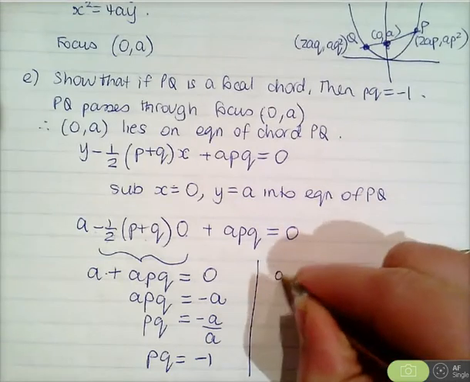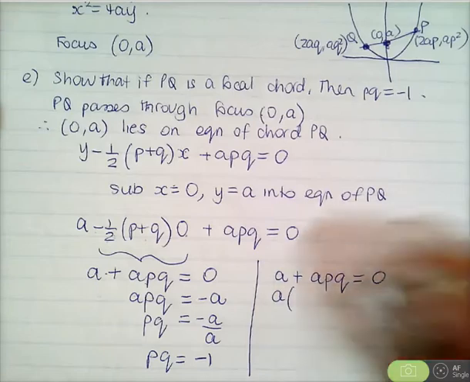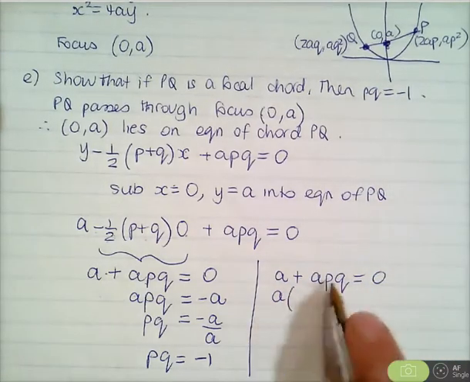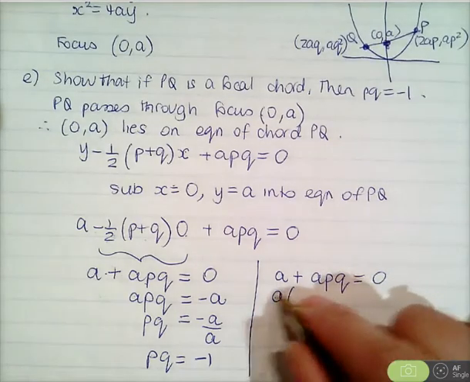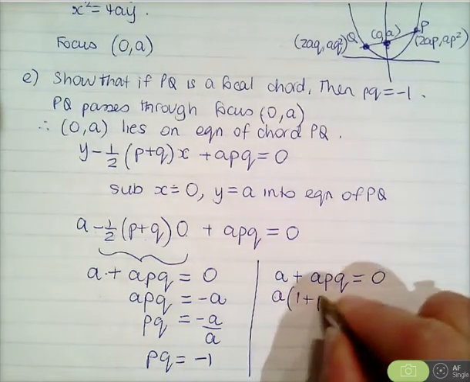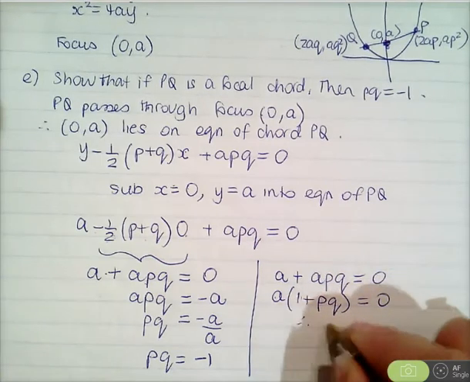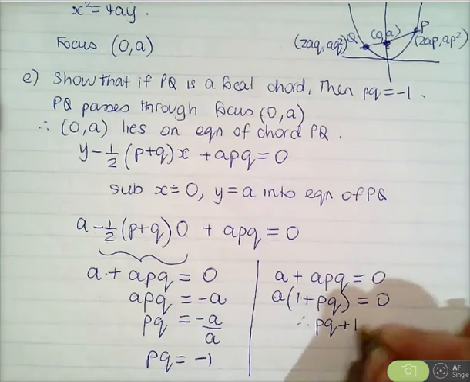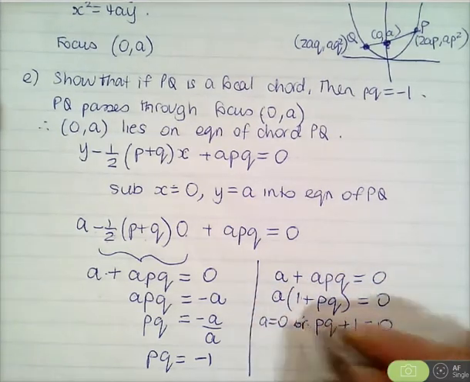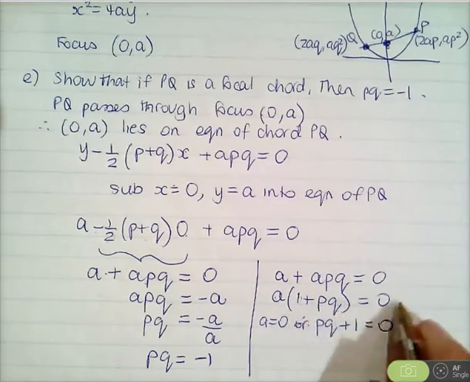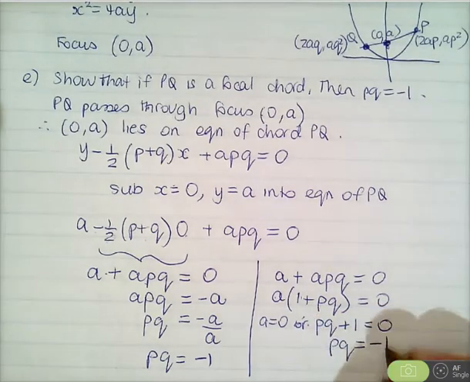And therefore we've shown that the result is pq is -1. Another way of doing this is to go a plus apq is 0, factorize out the a, but this is not necessary with a linear function. I would make sure you factorize with a quadratic function, but if you pull out the a common factor, you get a bracket 1 plus pq. So we've got a times that is 0. Therefore, you can say that a is 0, or, solving this, 1 plus pq is 0, or pq plus 1 is 0. Therefore, solving this, you get pq is -1.